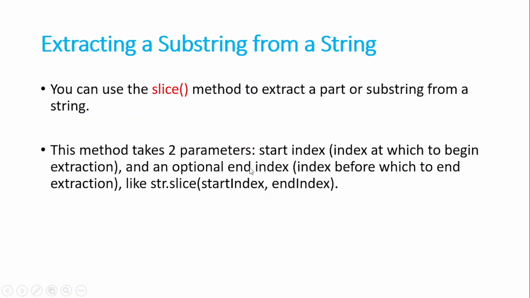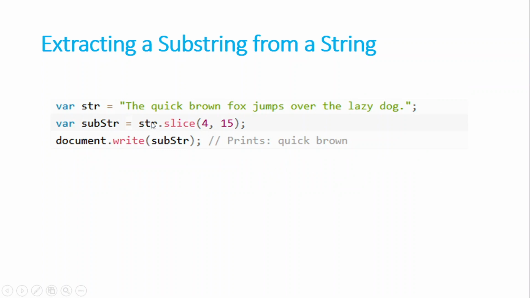And otherwise, if you don't specify that, because it is an optional value, it will take up the complete string after the starting index. Let's see an example. In this one, you can see we have this variable str and we have stored this line of text, and we are creating the substring variable in which we are getting the group of letters or the words from the fourth position or fourth index, 0 1 2 3 4.